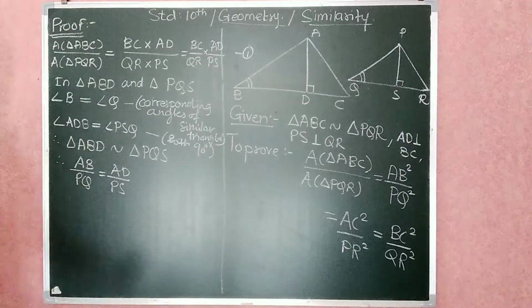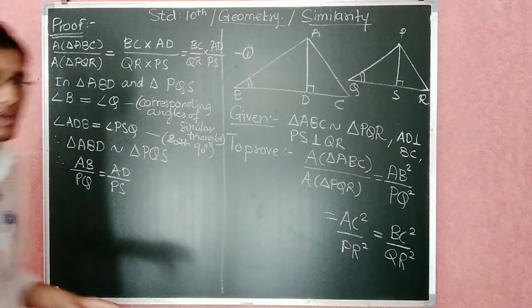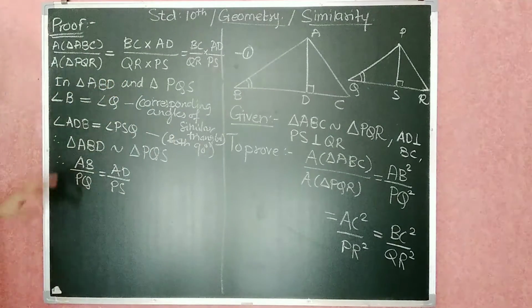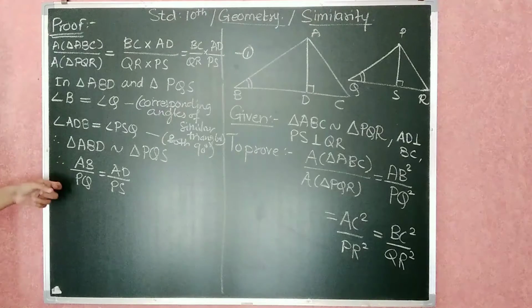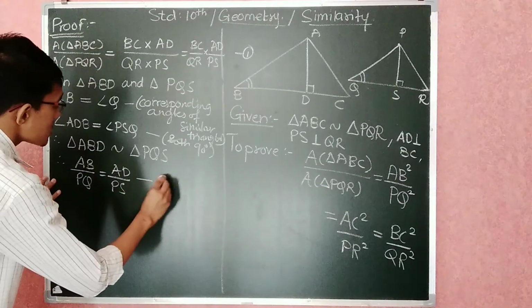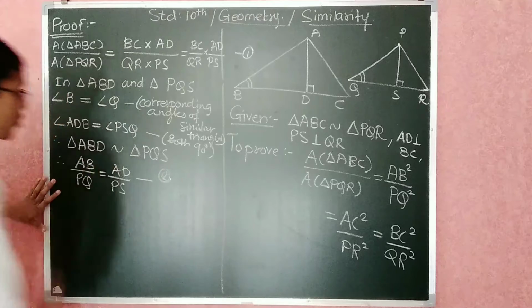Okay, as we know, if the two triangles are similar, then the ratio of the corresponding sides is going to be equal, in the same proportion. So I have taken AB upon PQ is equals to AD upon PS. Now let us consider this as equation 2.